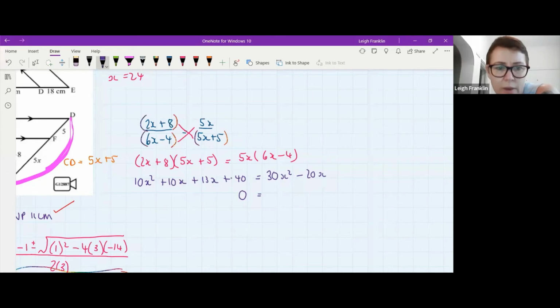So 30x squared minus 10x squared would leave us with 20x squared. Now we've got minus 20x, minus 10x, minus 13x. So minus 20, minus 10, minus 13 is going to leave us at minus 43. That's not a very nice number, but okay. And then we're going to have to take the 40 over to the other side, minus 40.